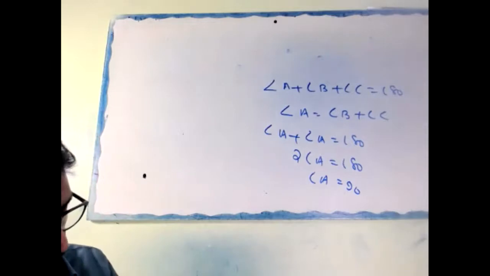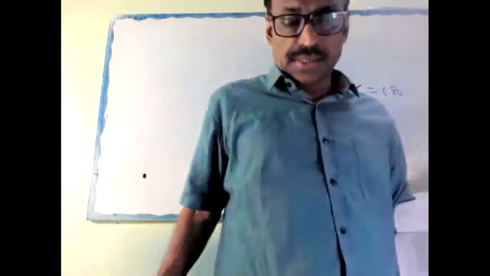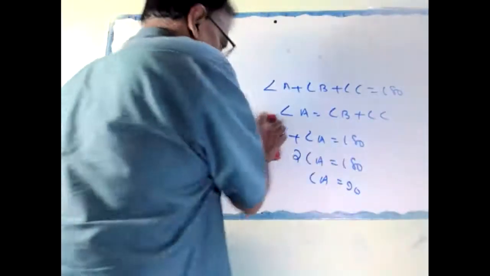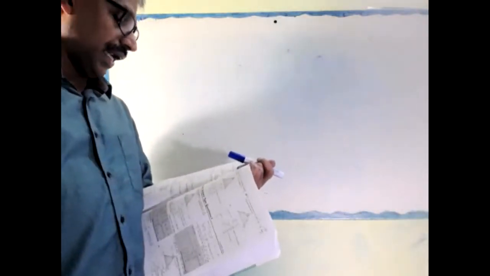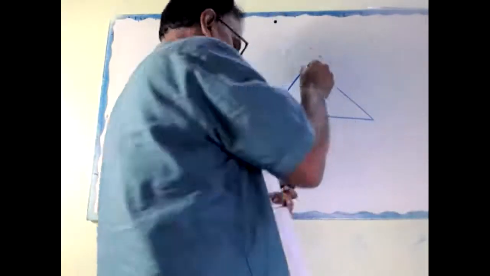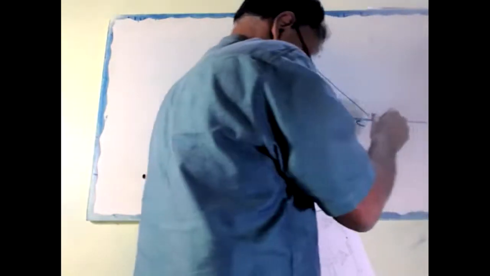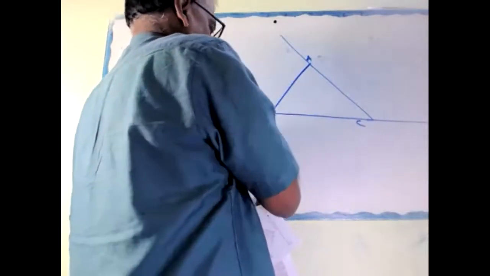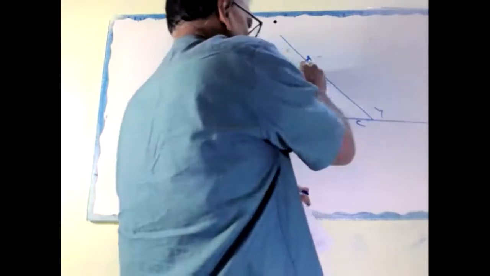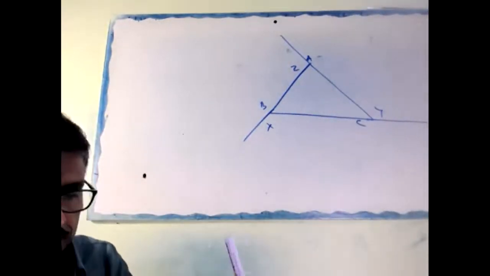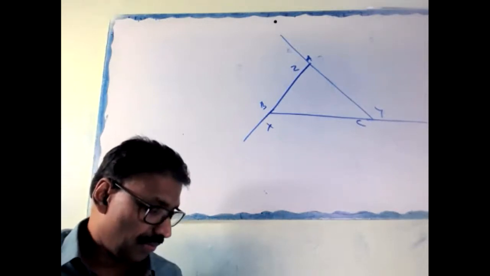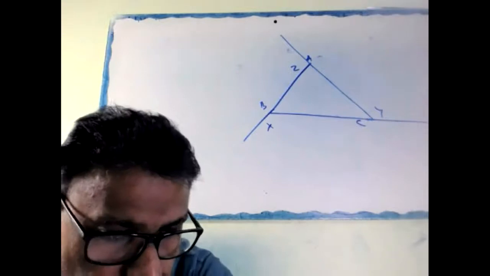In figure, X, Y, Z are exterior angles of triangle ABC. Find X plus Y plus Z.